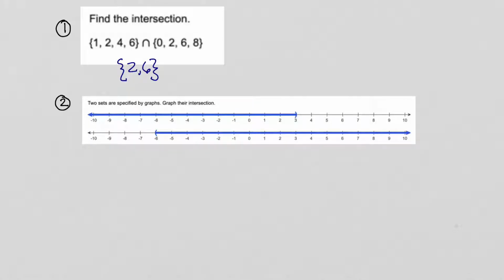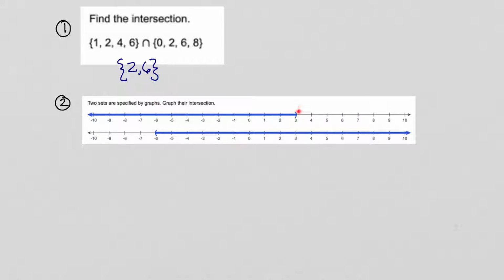So now we have these two graphs, and what we want to do is specify the intersection, or actually graph the intersection. Now the intersection we know is a collection of common elements. Now look at this top graph and the bottom graph. You can see if you just line them up what's common here.